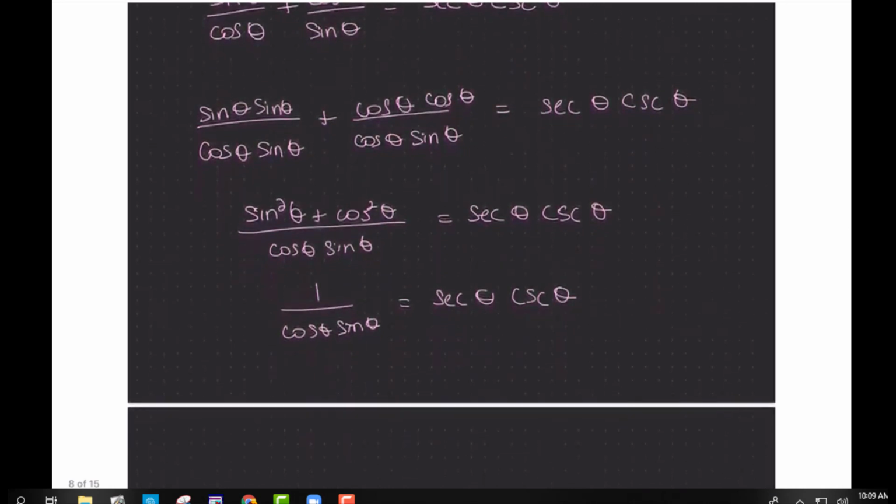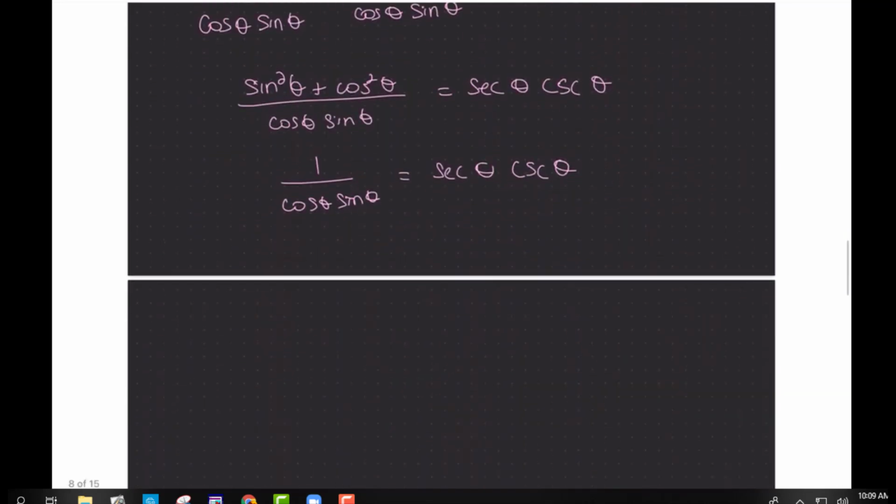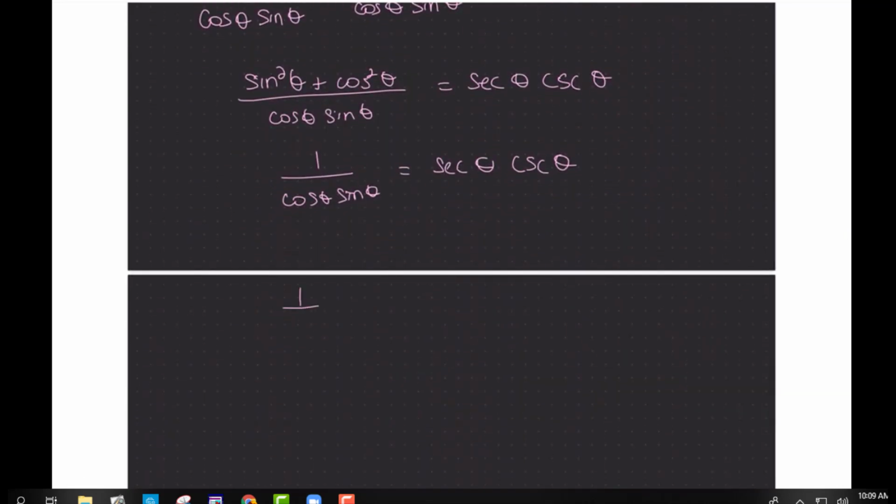I'm trying to get this thing to equal 2 guys, right? So could I take my fraction and split it into 2 guys? Yeah, I can split this into what? 1 over cosine of theta times 1 over sine theta. And we're hoping to get that to be secant theta cosecant theta. Right?